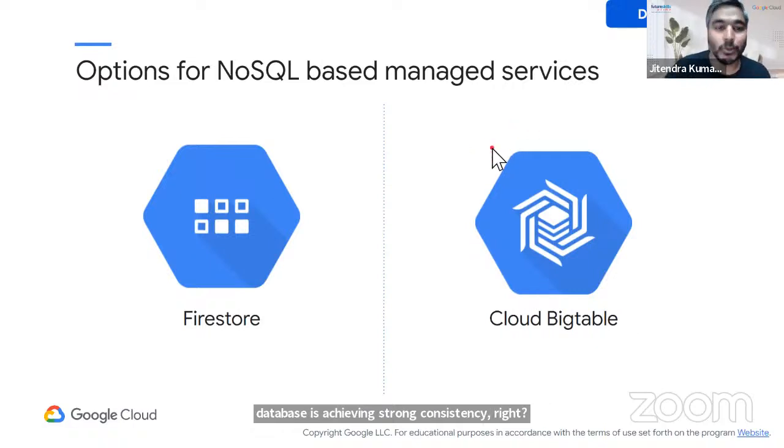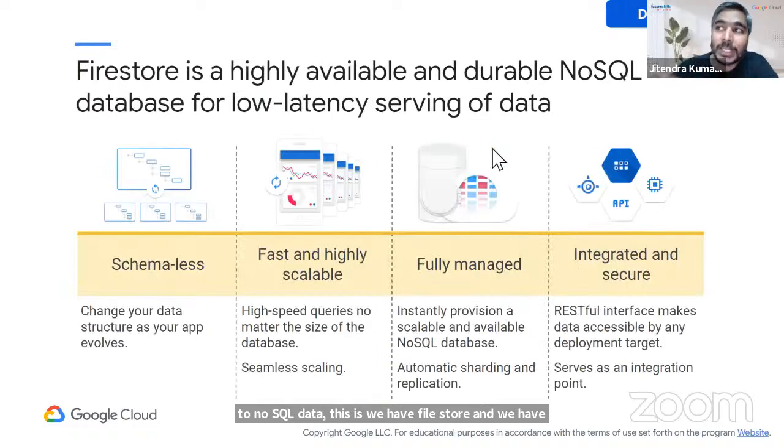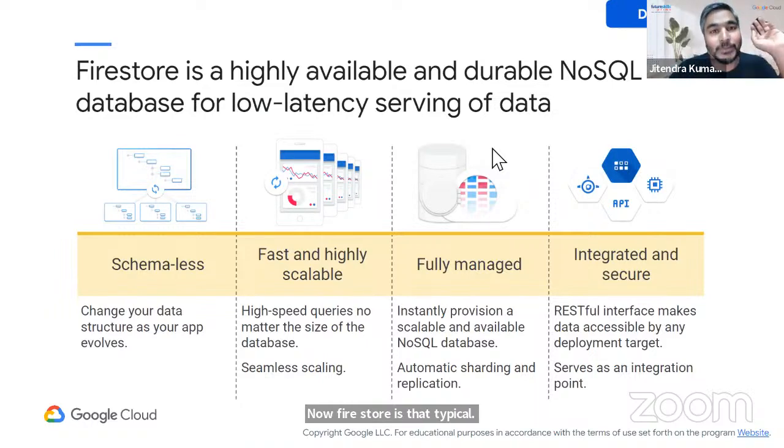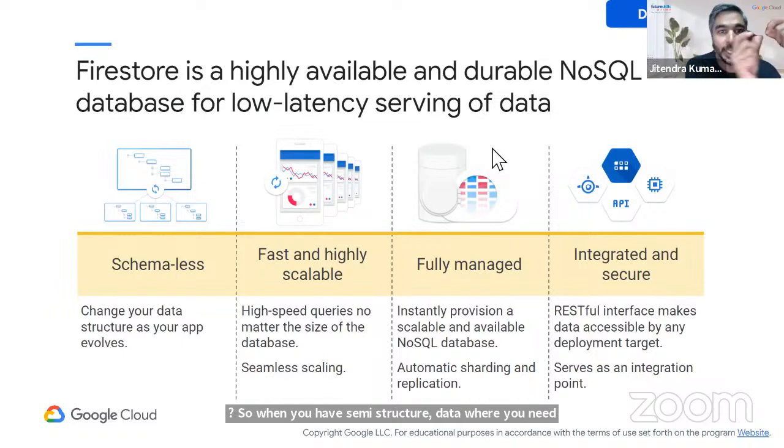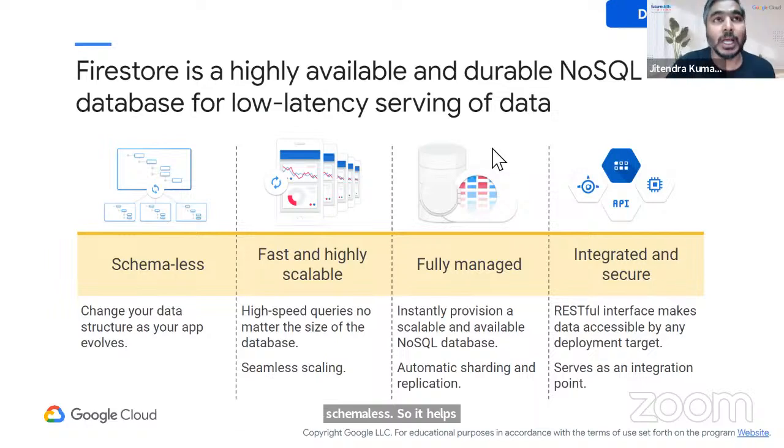Okay, now when it comes to NoSQL databases, we have Firestore and we have Bigtable, right? Now Firestore is a typical document database, right? So when you have semi-structured data where you need to store your data in key value pair, name colon Jitendra Jain, organization colon Google, right? This is key value pair. There is no schema here. There is no tabular format, rows and columns here. It is schema less, right? So it helps for certain types of use cases.